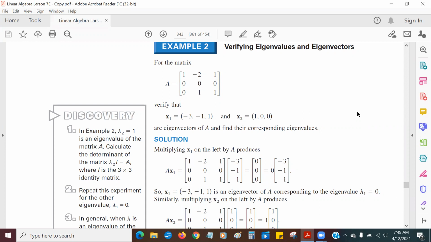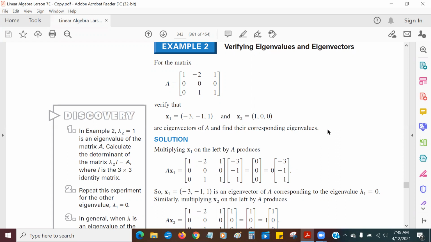So how do you find these x1, x2? That's what we're going to be learning. But for now, we just want to give you the answers and verify that they actually work. That's all we want to do, just go through and see that it works. So x1 is this vector here, negative 3, negative 1, 1. x2 is 1, 0, 0. And we want to verify that these are eigenvectors, and we want to find the eigenvalues.